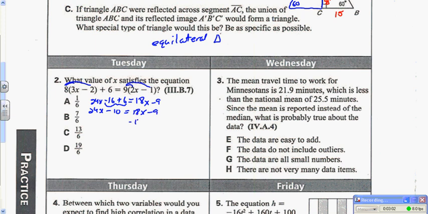I'm going to subtract 18x from both sides to get those terms together, and that gives us 6x minus 10 equals negative 9. I'm going to now add 10 to both sides to combine those like terms, and then divide by 6 to solve. So 1/6 is our answer.